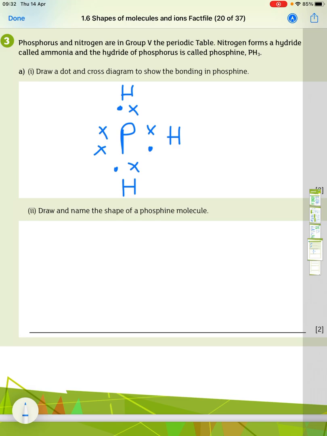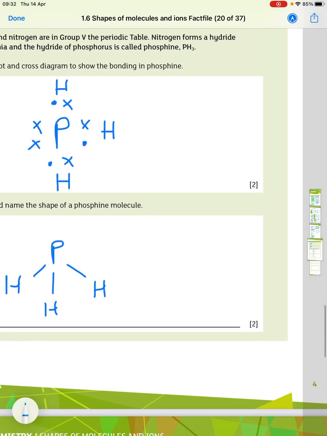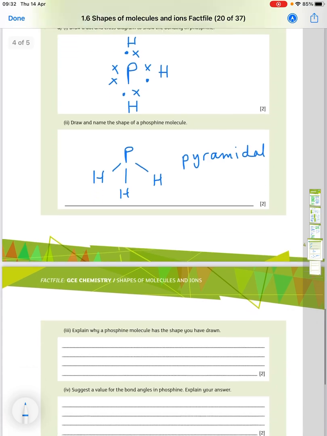Then draw and name the shape of a phosphine molecule. So that's what we're looking for here. The phosphorus with 3 hydrogens sticking out the bottom of it, and the name of that is pyramidal.